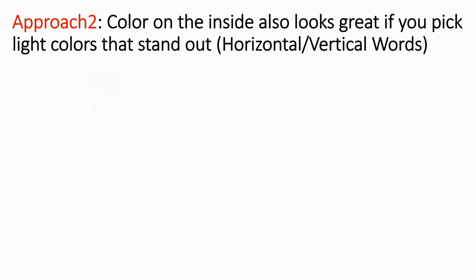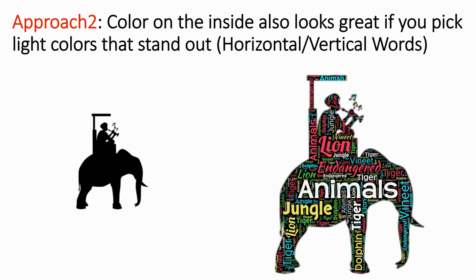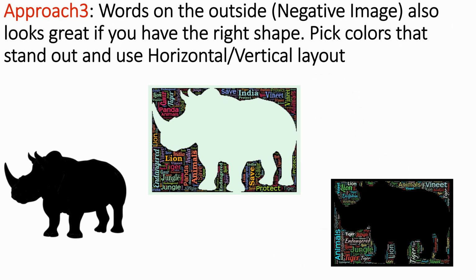If you want to just pick colors, then you can get pretty good creativity with simple shapes. You can see this looks very nice. And here's another example of a rhino. And here it is shown as an inverted. So the words on the outside and nothing on the inside. So as you can see, very simple, 5 minutes you can do it, save your art, and then you can email it to me. Hope you have a lot of fun.